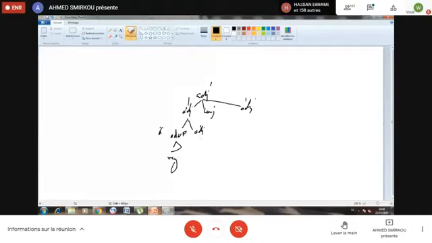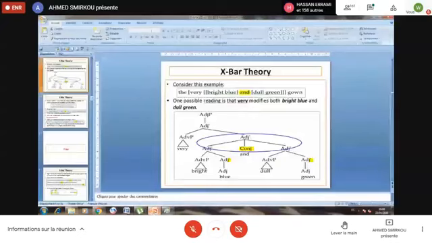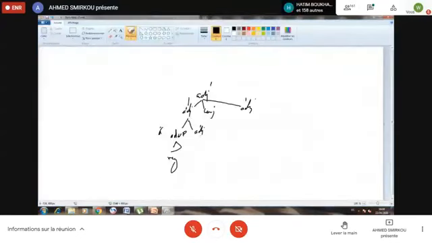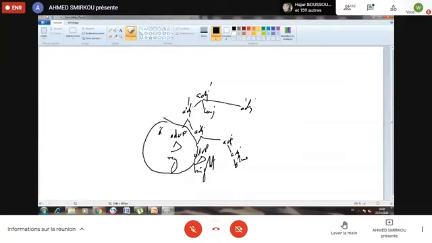Adjective phrase, what do we have here again? Bright blue. So again here we have adverb phrase bright, and we have an adjective bar, we have blue, which means that this adverb very is sister to the mother of bright and blue, which means it modifies only bright blue. Is it clear now? This is the second reading.